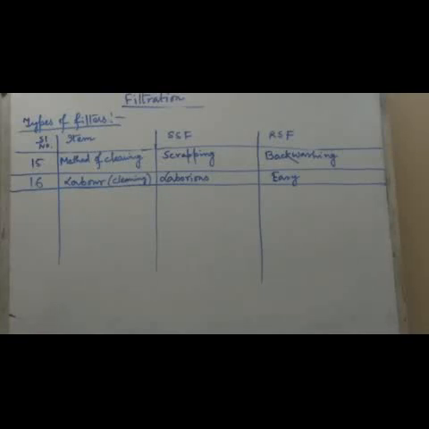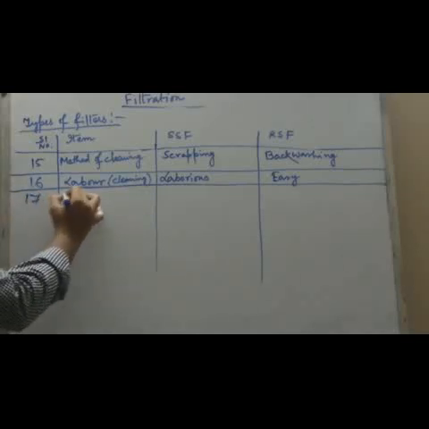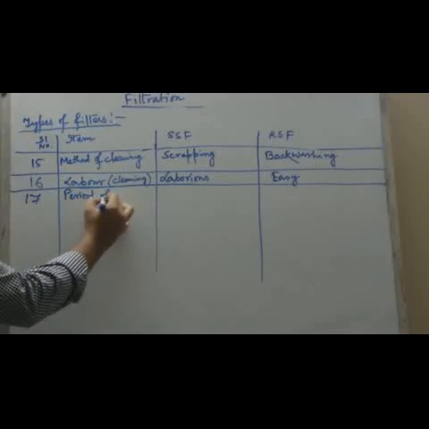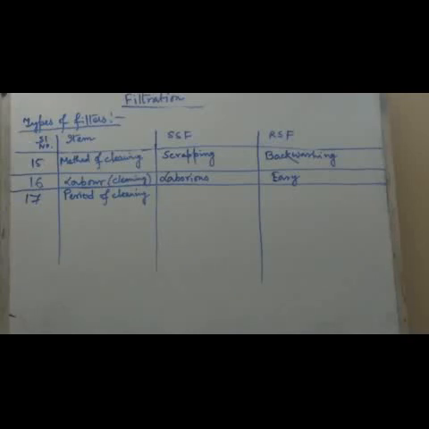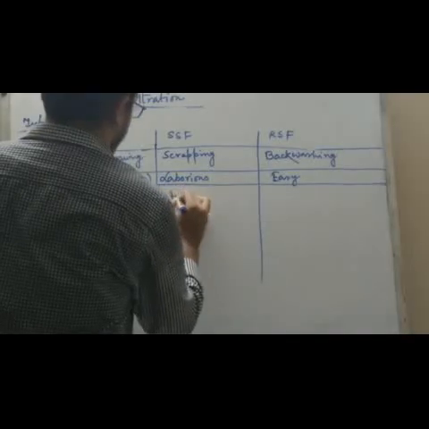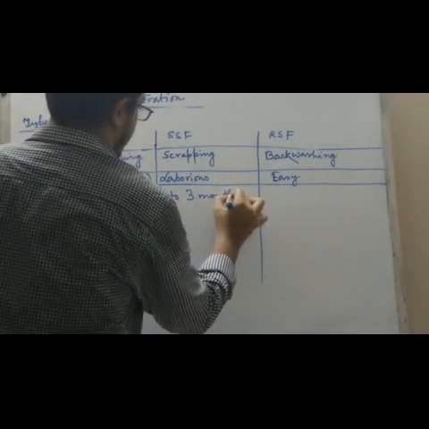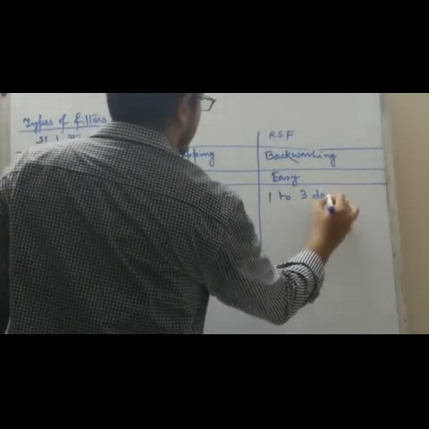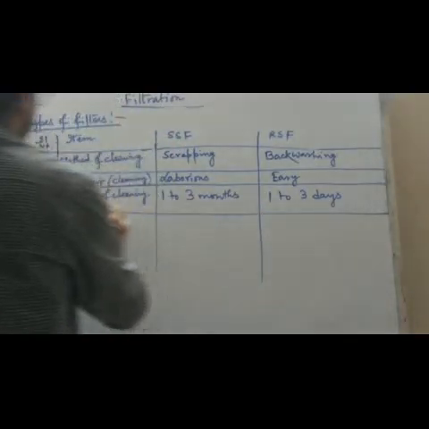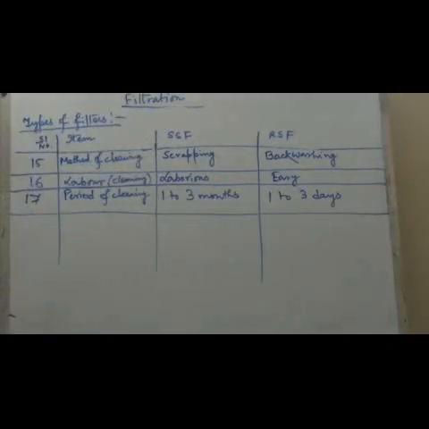The next and last thing is period of cleaning. For slow sand filter, it is almost 1 to 3 months. And for rapid sand filter, this is 1 to 3 days. So period of cleaning is very much important for rapid sand filter.